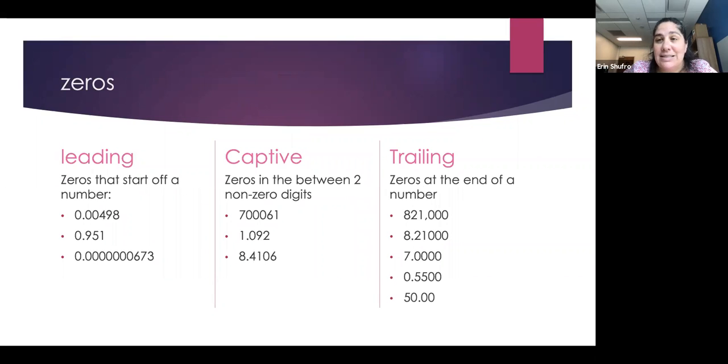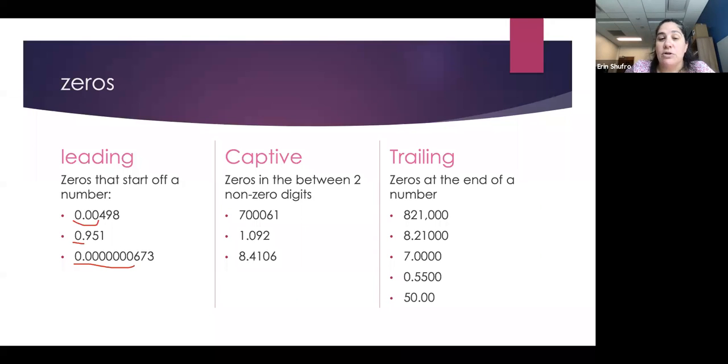There are leading zeros. Those are the zeros that start off a number. So for example, in this first number, 0.00498, the 0.00, right? Those are all leading zeros. All zeros that start off a number are leading zeros. Leading zeros are never important, okay? They're never significant. So when you're looking at a measurement, if your measurement starts with zero, right, that zero has nothing to do with the amount of uncertainty in your measurement.